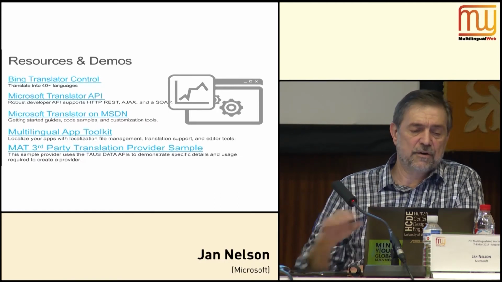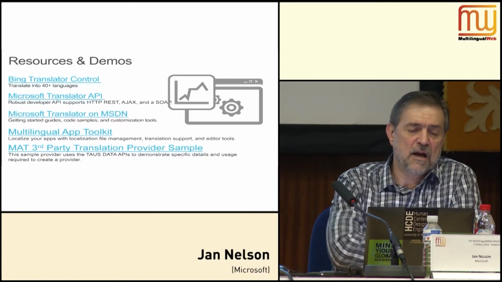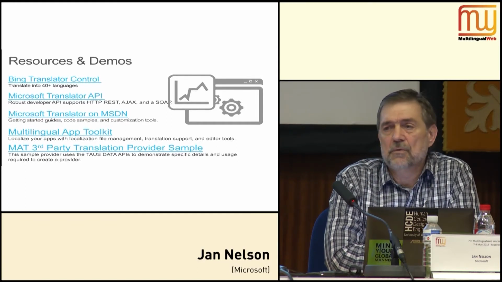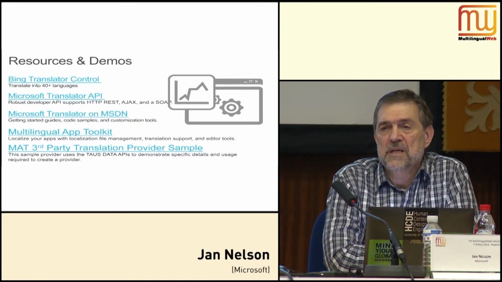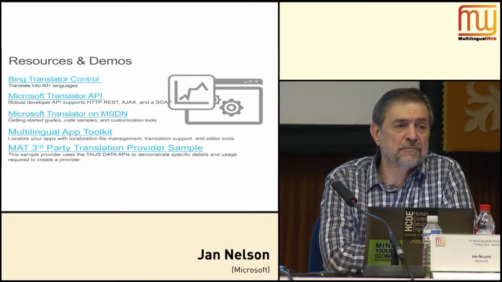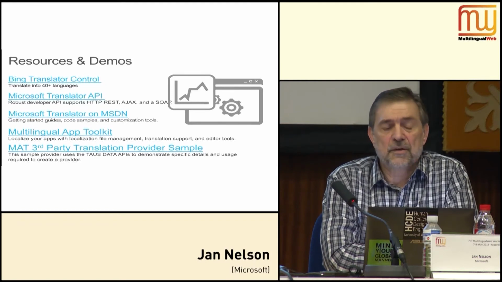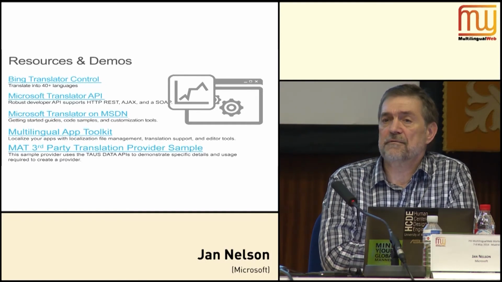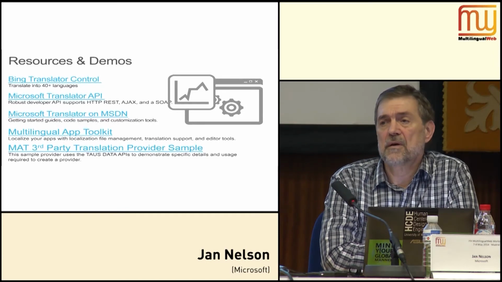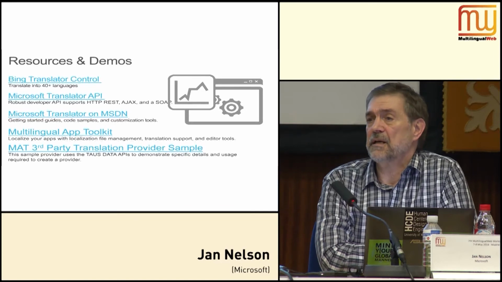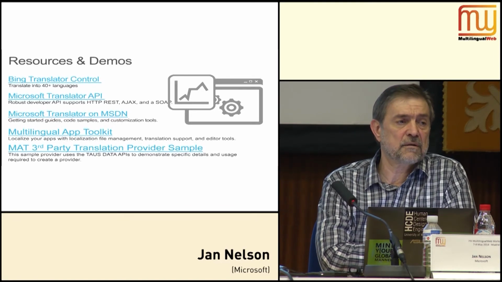Here's the Microsoft Translator on MSDN, where you get started guides, code samples, and customization tools. The Multilingual App Toolkit itself is free. It runs in every SKU of Visual Studio, including the Express SKUs. The Microsoft Translator API, which has a limit of a couple of million words per month, translation outside of the toolkit. Inside of MAT, there are no limits. You can use it completely unlimited.